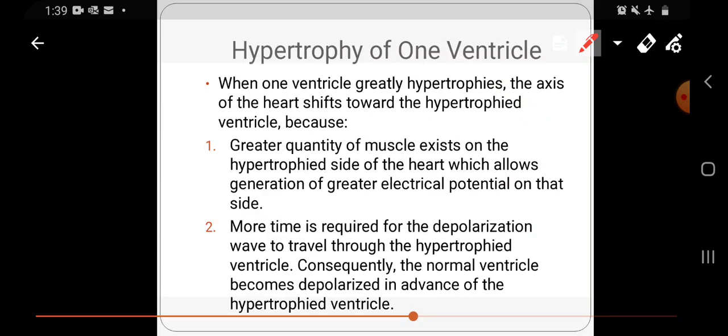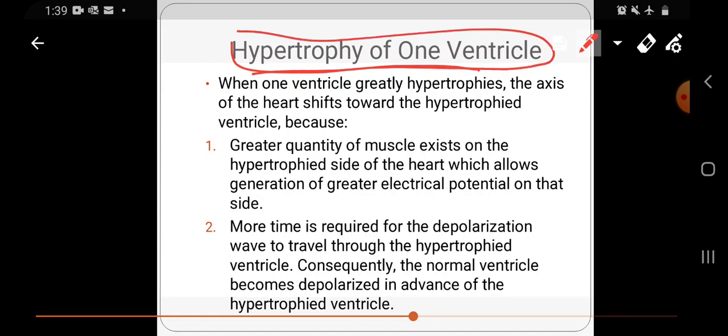Now we have pathological conditions that can lead to axis deviation, including hypertrophy of one of the ventricles. For example, if the person develops hypertrophy of the left ventricle, in this case most probably the patient will have left axis deviation on the ECG. Okay, whereas if they have hypertrophy of the right ventricle, most probably they will have right axis deviation.